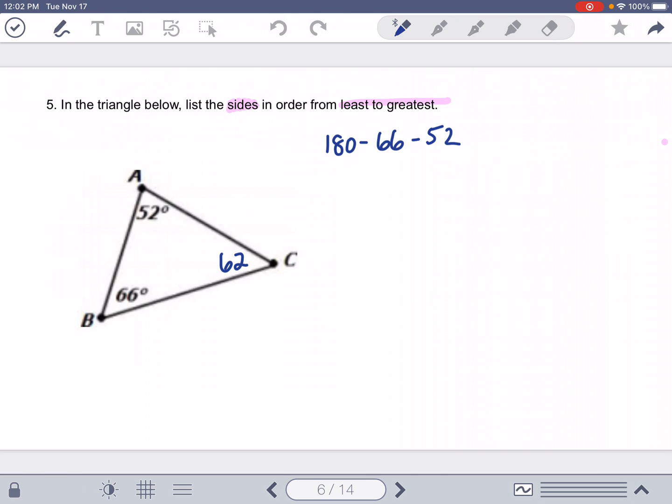So the smallest angle is 52. It is across from BC. That means BC is the least. Next is 62 at angle C. 62 is across from AB. So that would be my medium side. My longest side is AC. I know that it's the longest side because it is across from the biggest angle. So I've listed them in order from least to greatest.